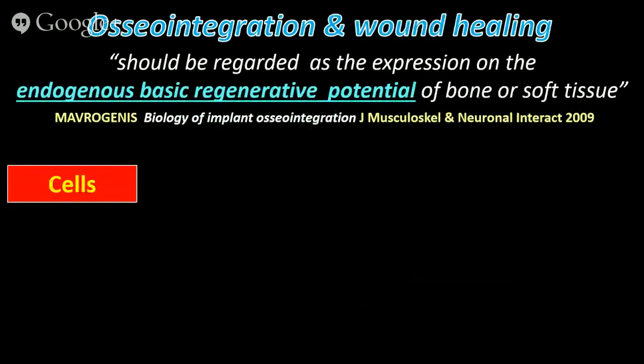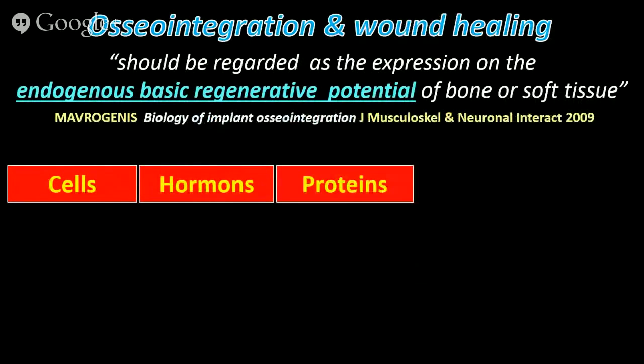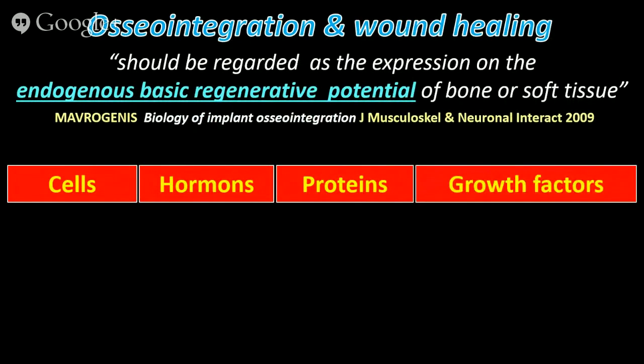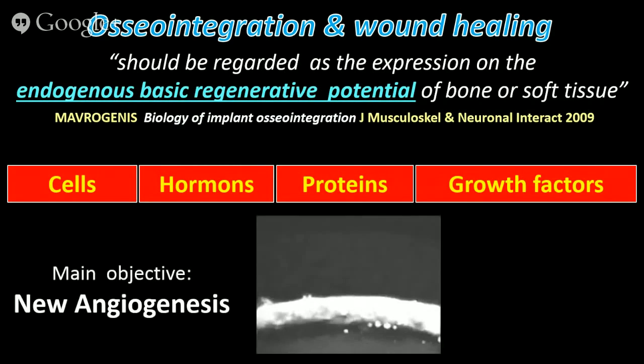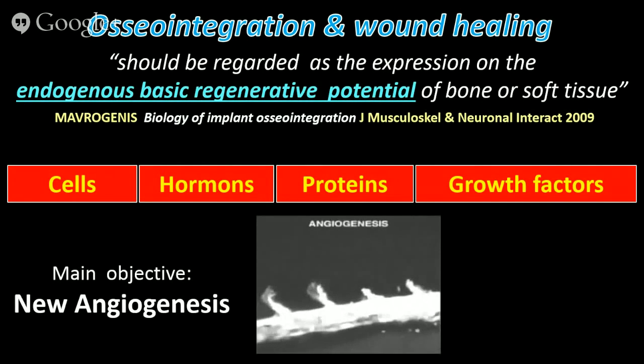Also, for integration and wound healing, we need cells, we need hormones, we need protein, and we need growth factors if we want to achieve this wound healing. However, the main objective of this product is to achieve a new angiogenesis.